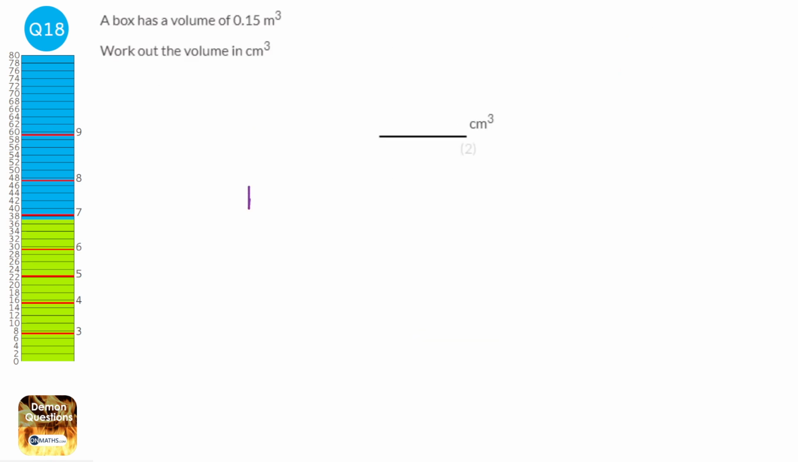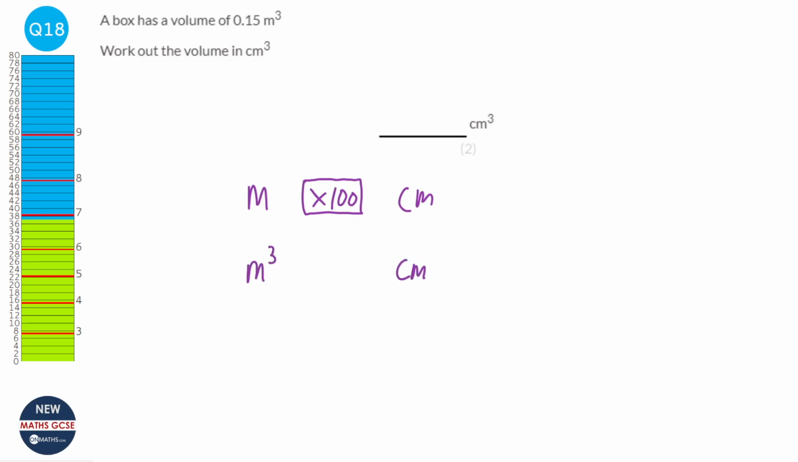To convert from meters to centimeters, we times by 100. But here we're asked to convert between meters cubed and centimeters cubed. So we times it by 100 per dimension. Meters cubed and centimeters cubed is volume, which is 3 dimensions.